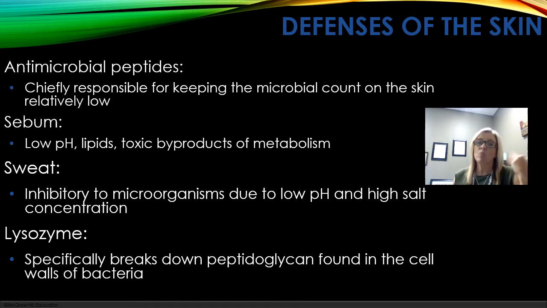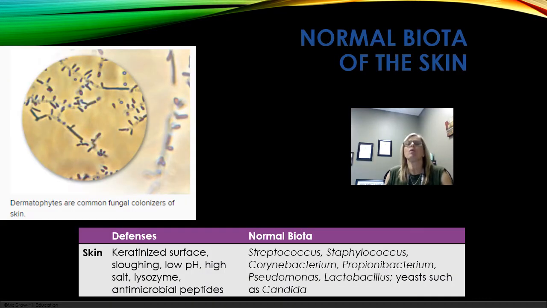All right. Sweat is going to be inhibitory to microorganisms because it's got a low pH and a very high salt concentration. Lysozymes are going to be found in sweat, but also in tears and saliva. And these actually can help to break down the peptidoglycan found in the cell walls of bacteria. So in order to survive on the skin, a microbe must be able to survive in dry and salty conditions, okay?